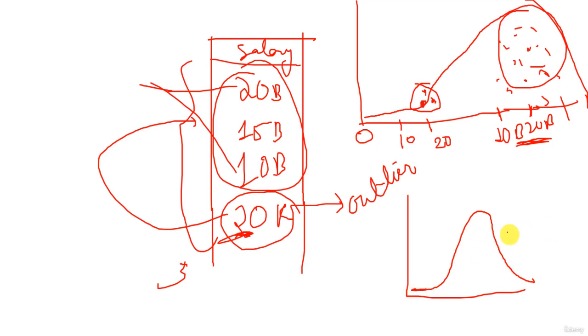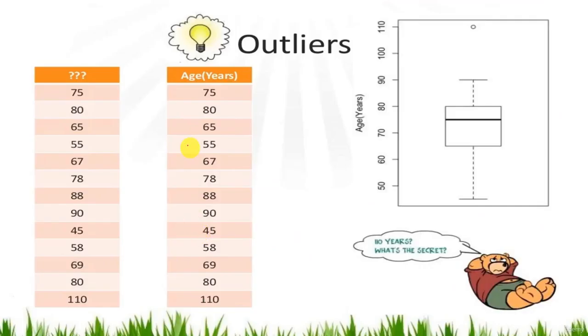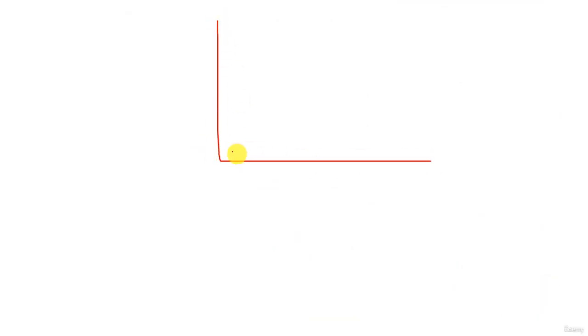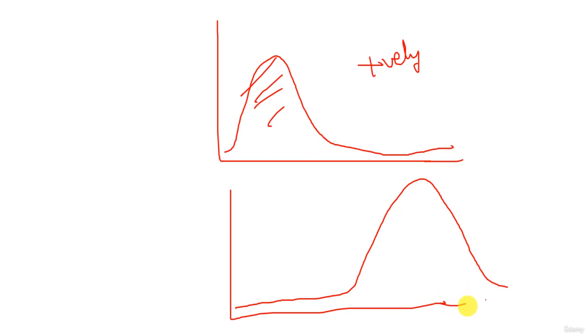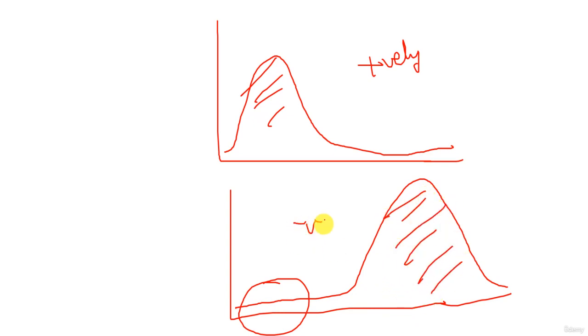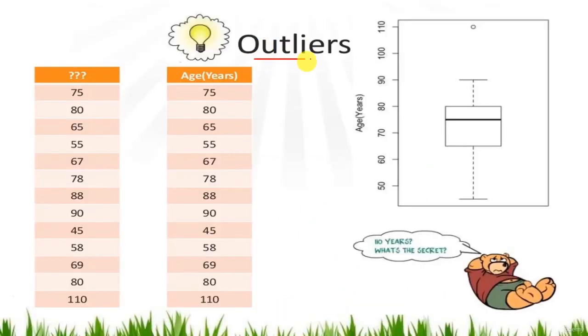This is what negatively skewed data means. Earlier we saw positively skewed, now we saw negatively skewed. If you have a graph like this, where the small values are in higher number and greater values are in lower number, then it is positively skewed. And if you have a graph like this, where you have lower values in lower number and higher values in greater number, then it is negatively skewed. This is all the concept you need to know about outliers.